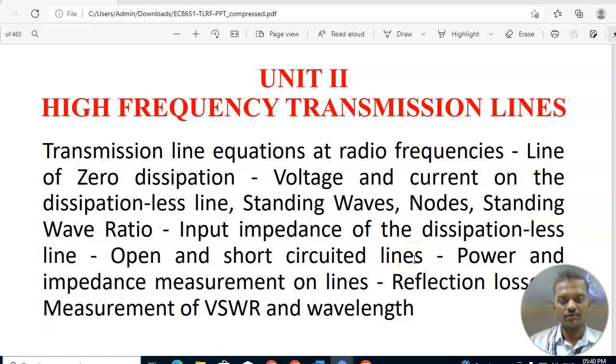So good morning students. Today we are going to see a short brief about our Unit 2, which is high frequency transmission line, and we are going to see the necessary equations of transmission line at radio frequencies, followed by line of zero dissipation. Okay, so Unit 2, high frequency transmission line.